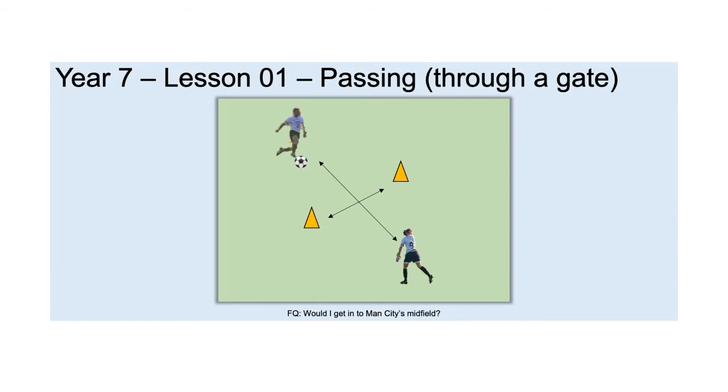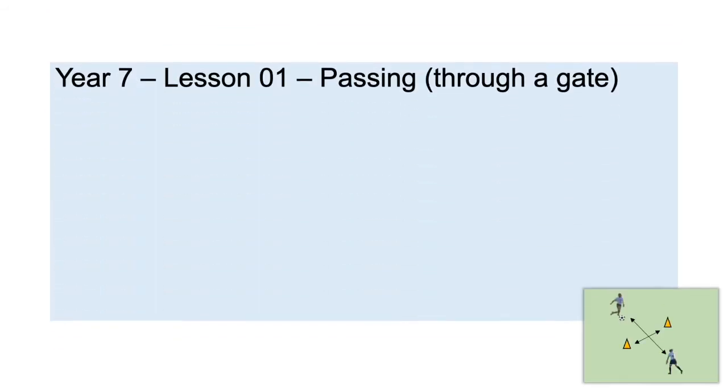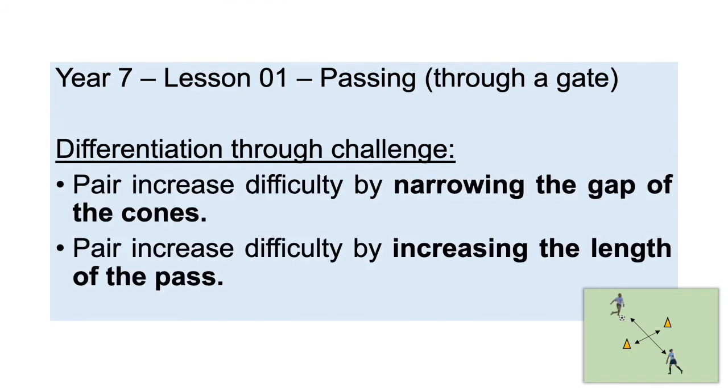This passing activity from lesson 1 of the football scheme of work looks to start at the skill's most basic level. And to apply differentiation to this activity, we look to increase the challenge. So the pair could increase the difficulty by narrowing the gap of the cones. And the pair could increase the difficulty by increasing the length or the distance of the pass. There are 2 ways that this fundamental skill can be differentiated through increasing the challenge.